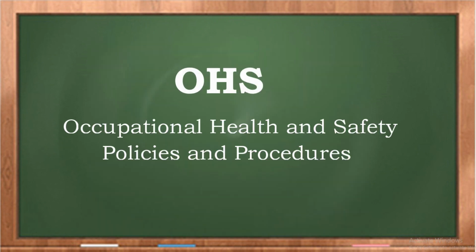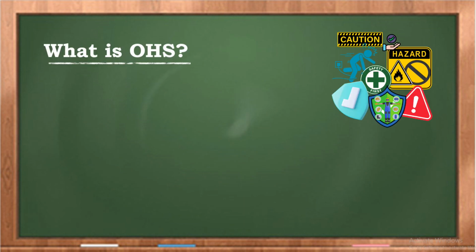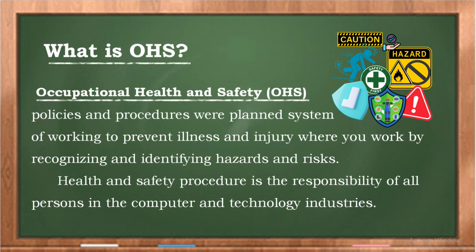Now, let us discuss what occupational health and safety policies and procedures we must take to prevent safety issues while maintaining and repairing computer systems. What is OHS? Occupational Health and Safety Policy and Procedure is a planned system of working to prevent illness and injury where you work by recognizing and identifying hazards and risks. Health and safety procedure is the responsibility of all persons in the computer and technology industries.